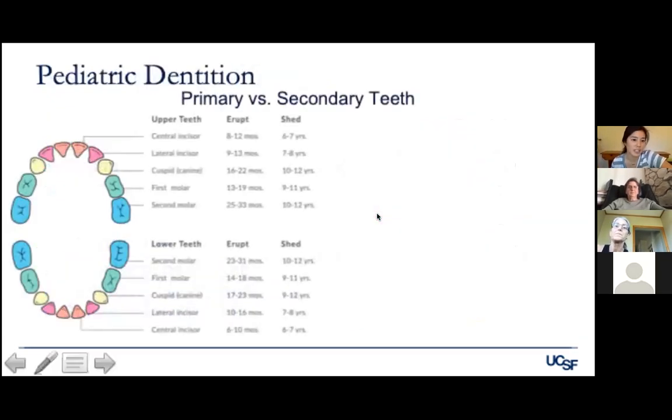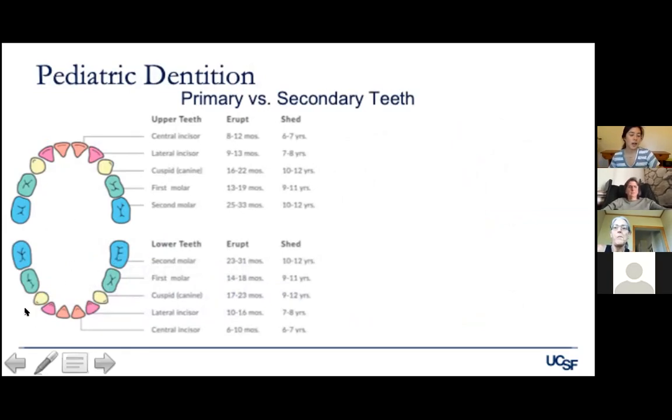So for pediatric dentition, there are 20 teeth in a pediatric patient's mouth. They usually start to erupt from front to back. If you're looking at this photo, this is the upper teeth and the lower teeth. The way you can divide the teeth is into 4 quadrants. If you put a line down the center and a line across, this would be the upper right quadrant, this would be the upper left, the lower left, and the lower right.